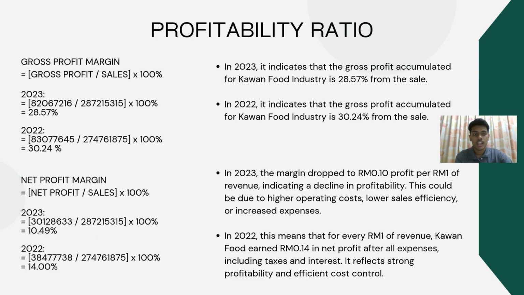The second one is net profit margin, where in 2023 the margin dropped to RM 0.10 profit per 1 ringgit of the revenue, indicating a decline in profitability. This could be due to the higher operation cost, lower sales efficiency, or increased expenses. In 2022, this means that for every RM 1 of the revenue, Kawan food industry earned RM 0.14 in the net profit after all expenses, including tax and interest. It reflects a strong profitability and efficient cost control.